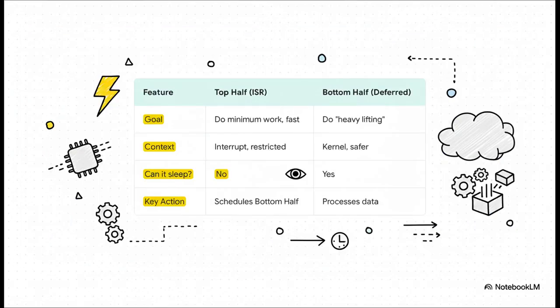And this table really formalizes that idea. The top half is the actual ISR. Its one and only goal is to be incredibly, incredibly fast. It runs in this special, restricted interrupt context, where it's not allowed to do anything slow, like sleep or block. It just grabs the data and gets out. The bottom half is where all the heavy lifting and the slow processing happens later, in a much safer environment.